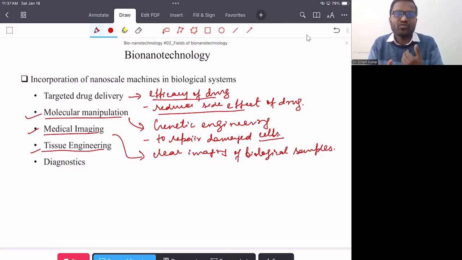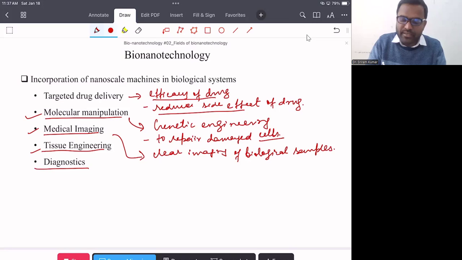And the fourth application is tissue engineering. Here, using nanoscale machines, robots, or nanomaterials, we can design artificial tissues, or biomimetic tissues, which has great applications in that particular field.